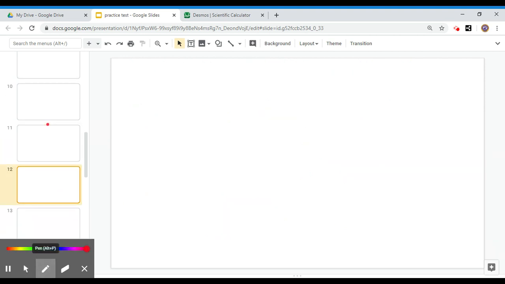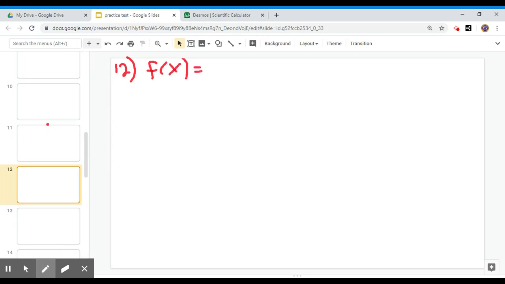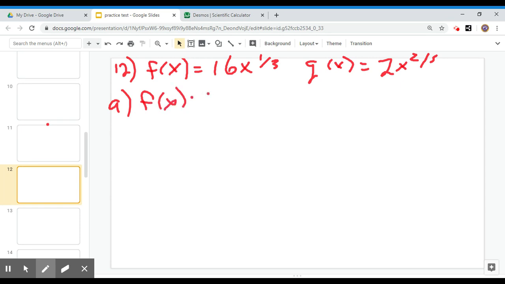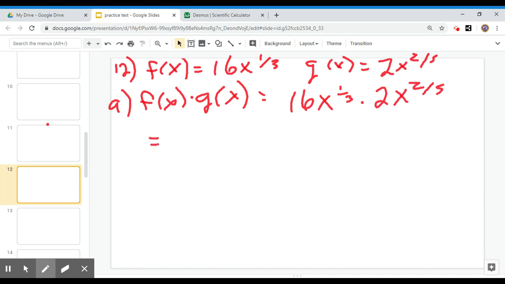All right. Now we're on to number 12. So for number 12, we have f of x equals 16x to the 1/3, and g of x equals 2x to the 2/5. For part A, we need to find f of x times g of x. So we just multiply these two things together. So that's going to be 16x to the 1/3 times 2x to the 2/5. So first of all, let's multiply the coefficients. So 16 times 2 is 32.